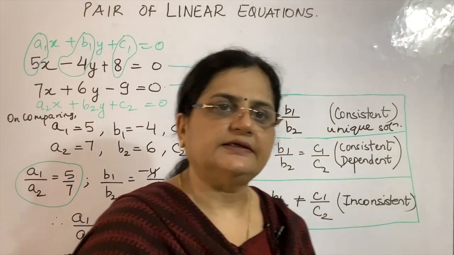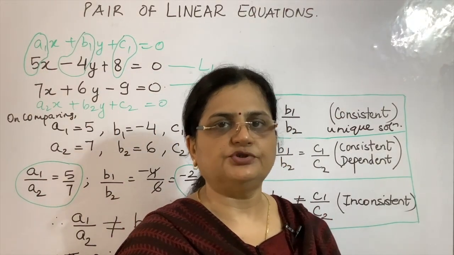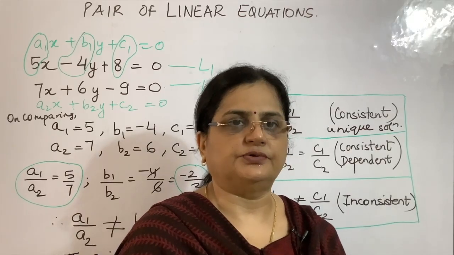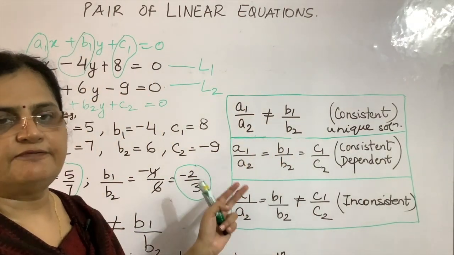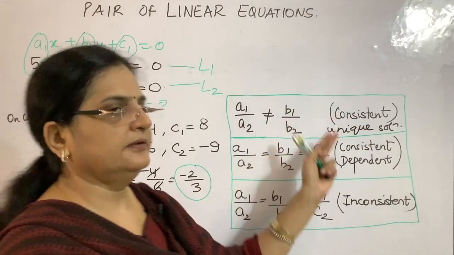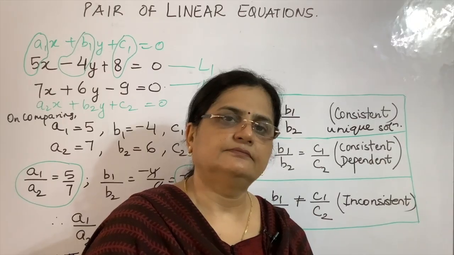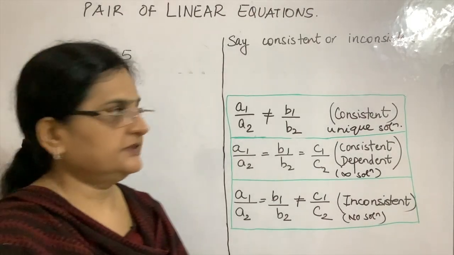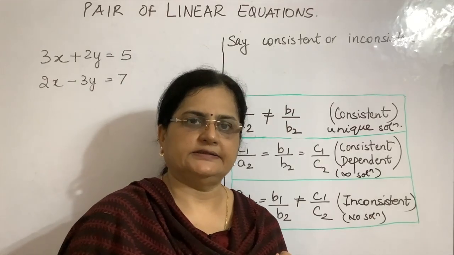Now this is very easy. Just have to find out the values of a1, a2, b1, b2, c1, c2 and compare the ratios. And the rest, this table is for you. You just have to look into this and decide what is the nature of these linear equations. Another question of this kind, you have to say whether the lines are consistent or inconsistent.